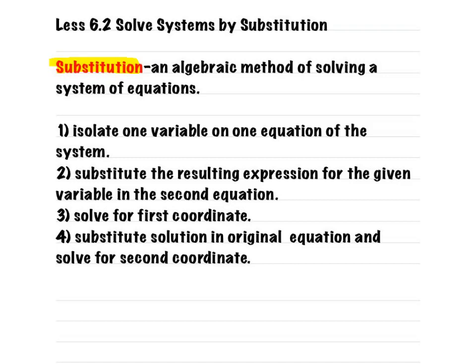Number 2, substitute the resulting expression for the given variable in the other equation. Number 3, solve for the first coordinate. Number 4, substitute the solution in the original equation and solve for the second coordinate. Notice substitute, substitute. That's why this method is called substitution.